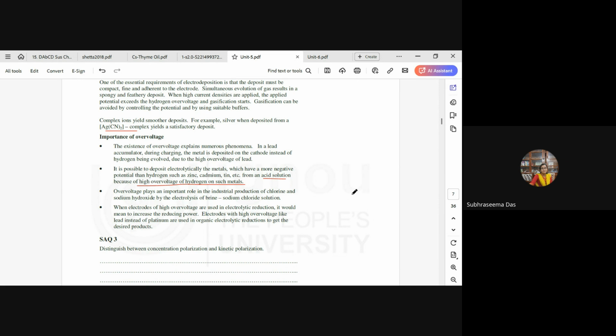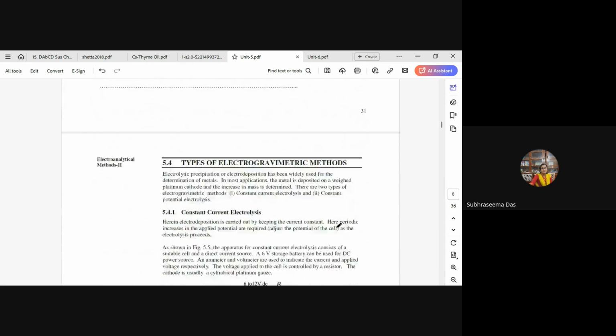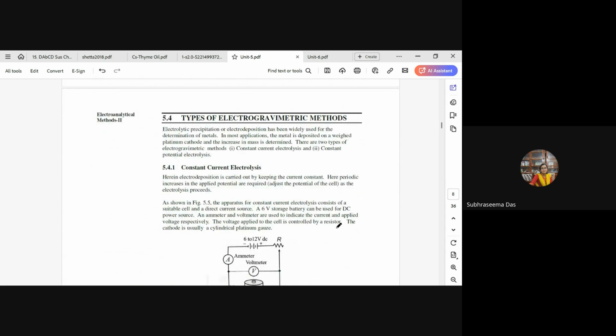Overvoltage also plays an important role in the industrial production of chlorine and sodium hydroxide by the electrolysis of brine, that is sodium chloride solution. When electrodes of high overvoltage are used in electrolytic reduction, it increases the reducing power. The electrodes with high overvoltage like lead, instead of platinum, can be used in organic electroreduction processes. So these are some of the merits of overvoltage.